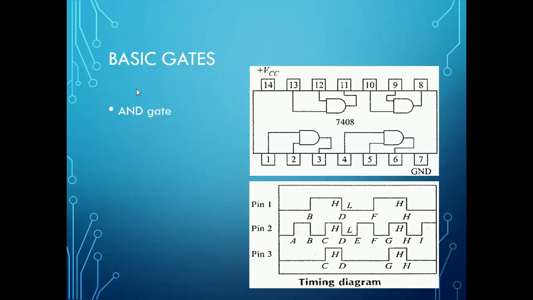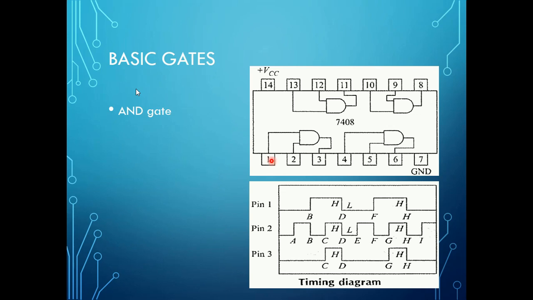So let us see the IC representation of the AND gate. So what is this IC representation? Here the AND gate IC number is 7408. I have represented here a 2 input AND gate.